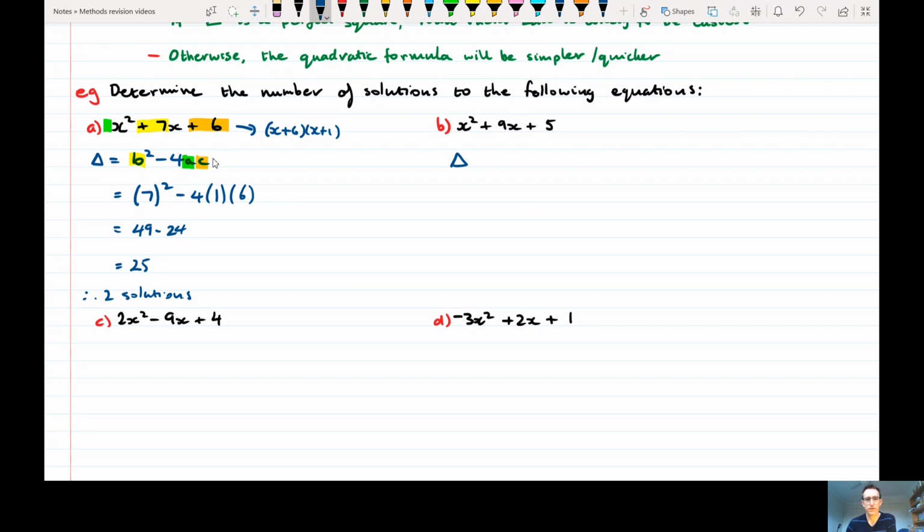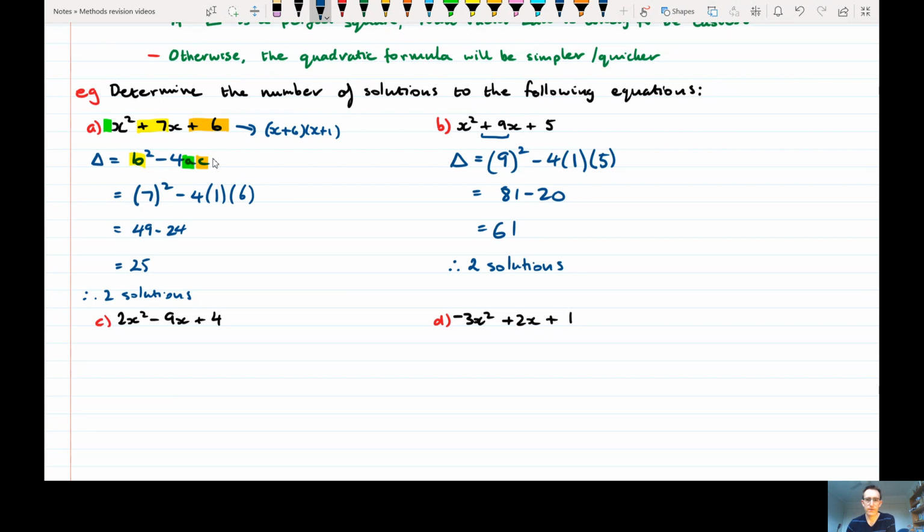This next one, you're going to have b squared minus 4ac. Now b is this 9 in this case. So you get 9 squared minus 4 lots of a, which in this case is nothing in front of the x squared, so it's a 1, multiplied by c, the constant at the end. And we're going to simplify. So 81, 4 times 1 is 4, times 5 is 20, and that gives you 61. Again, it's greater than 0, so therefore you get 2 solutions.